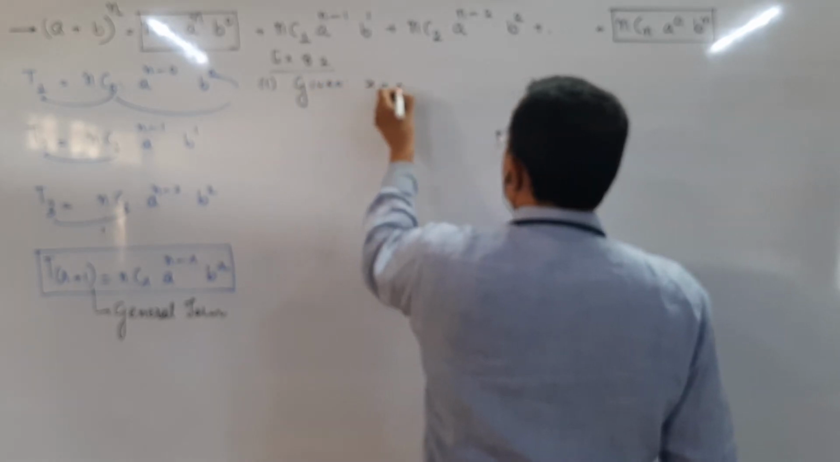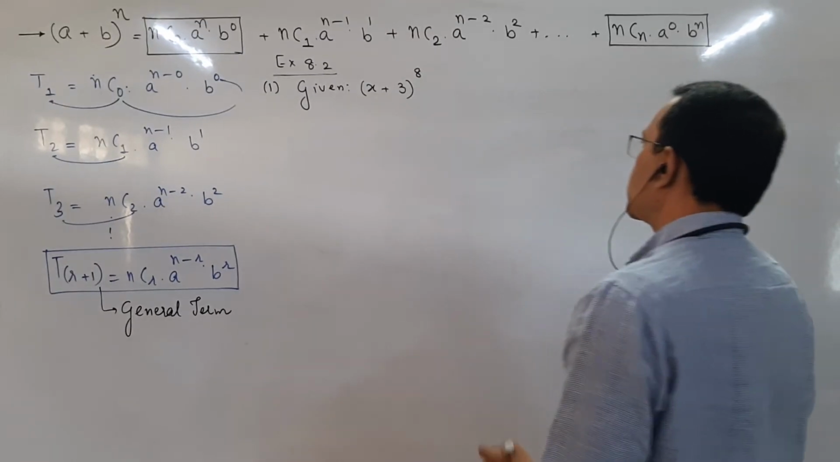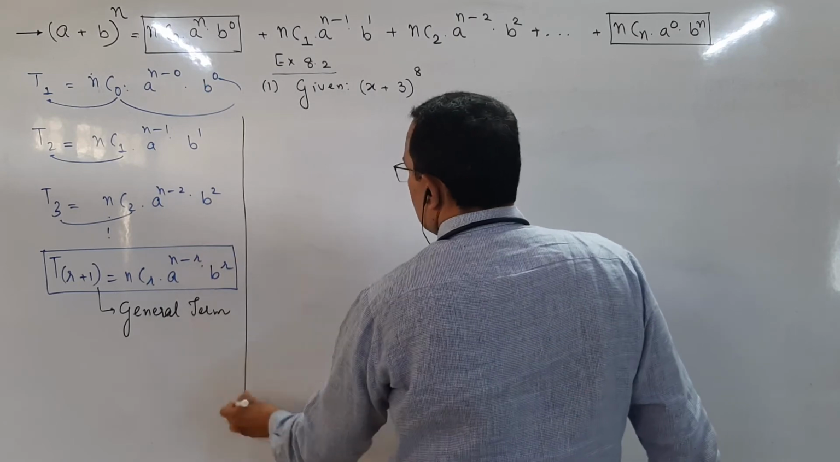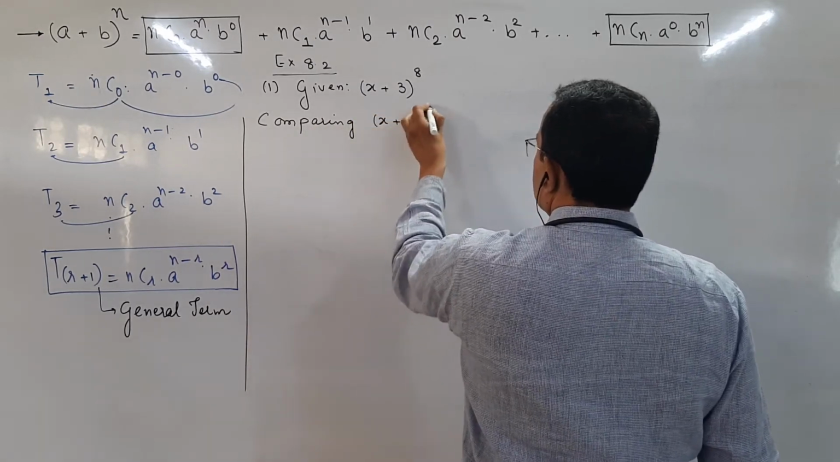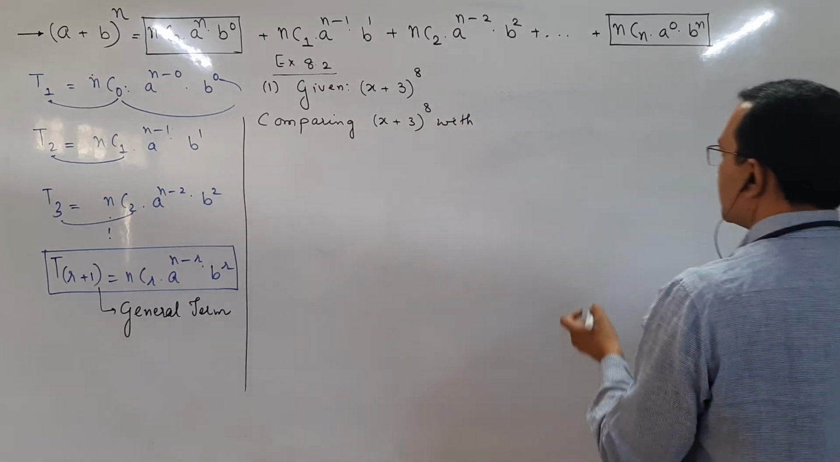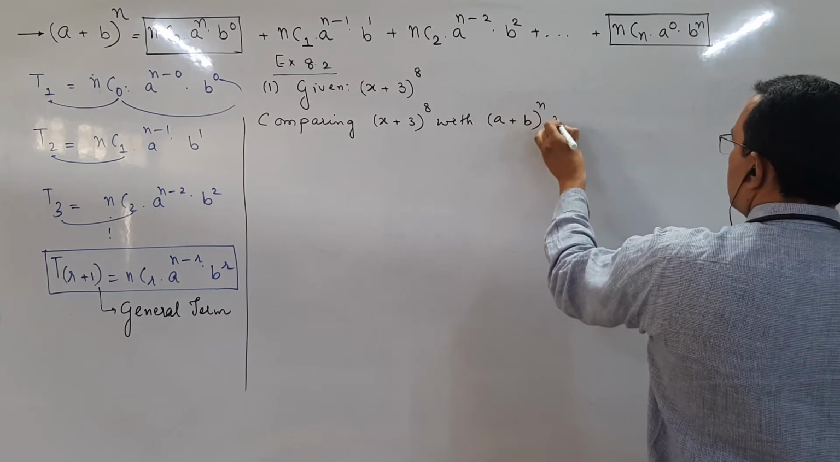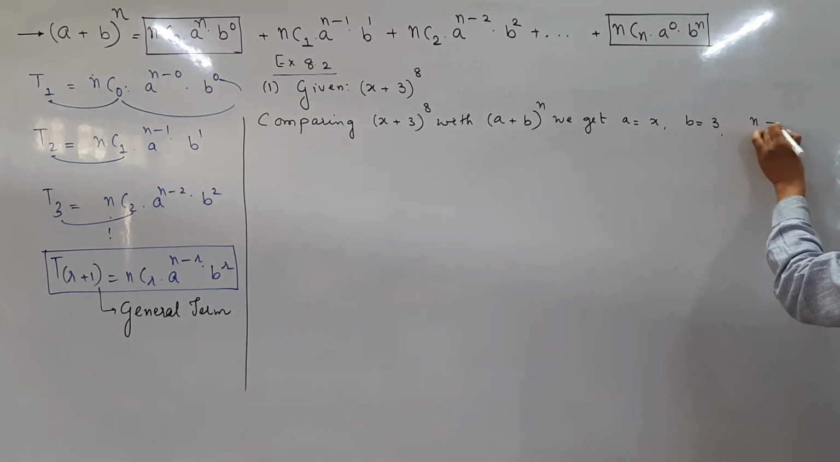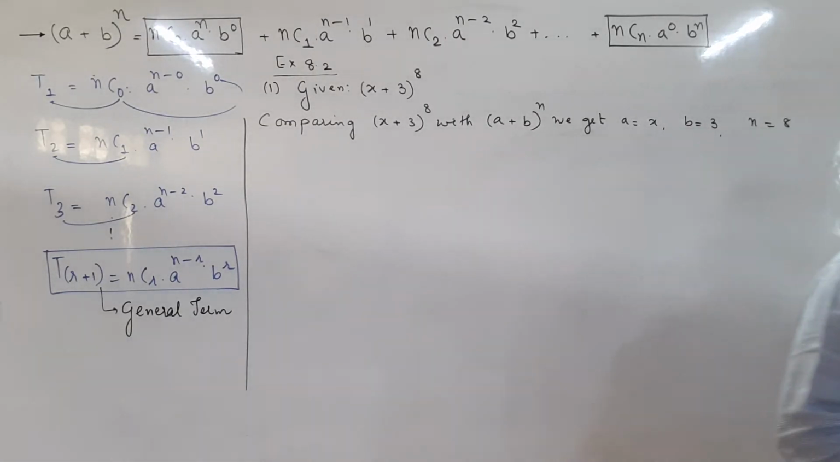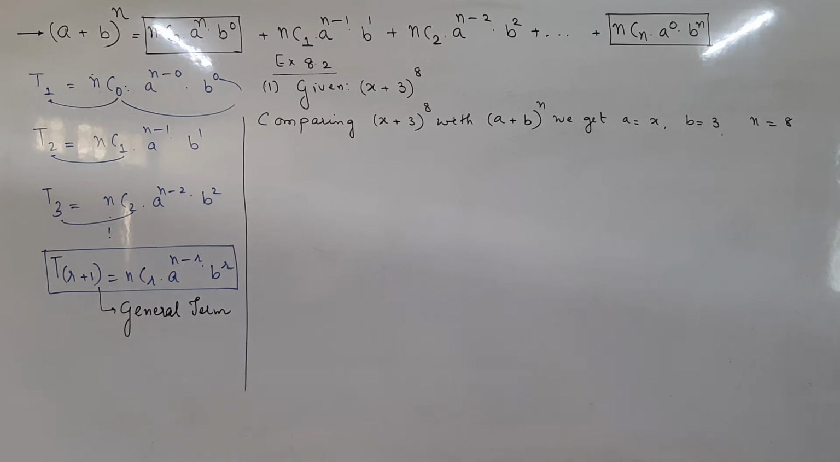The given expansion is x plus 3 raised to the power 8. As usual, the first step is comparing x plus 3 raised to 8 with a plus b raised to n. We get a is equal to x, b is equal to 3, and n is equal to 8. Now this is the fifth sum where I am writing the same step again and again. So students, you should by this time be well versed in how to proceed.